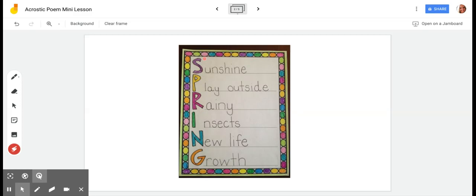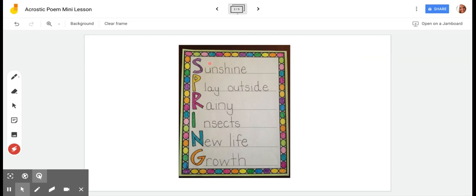Here's the first poem we're going to look at. If you notice, there are capital letters that are written vertically from the top to the bottom, and it says spring. So all of the words in this poem are going to be about spring. Let's read it. Sunshine, play outside, rainy, insects, new life, growth.